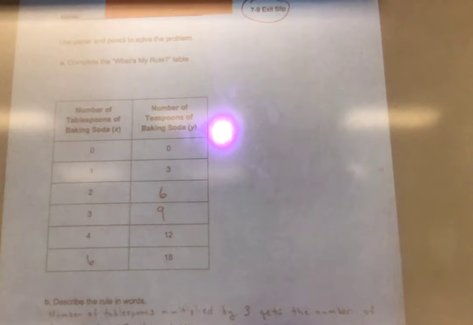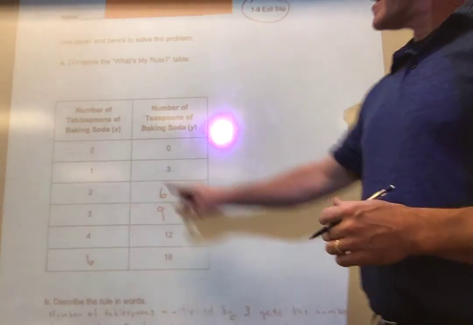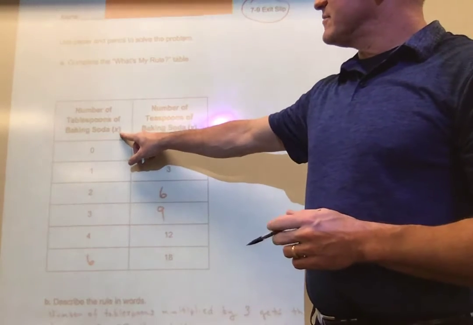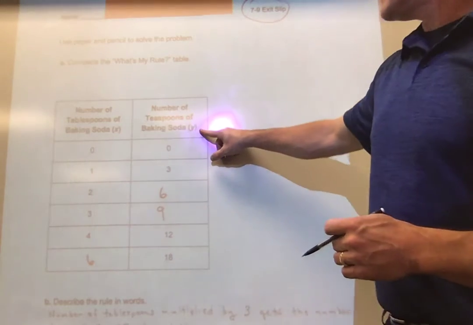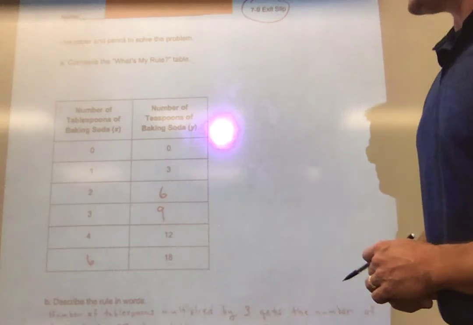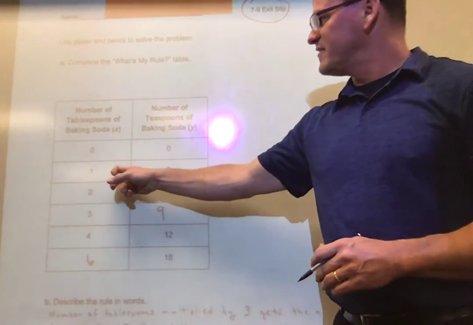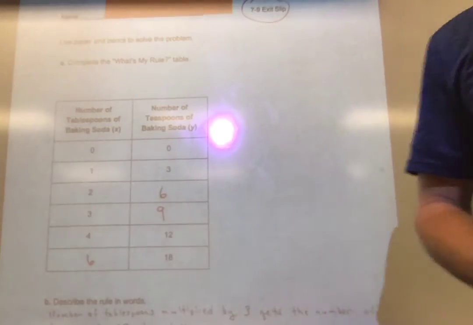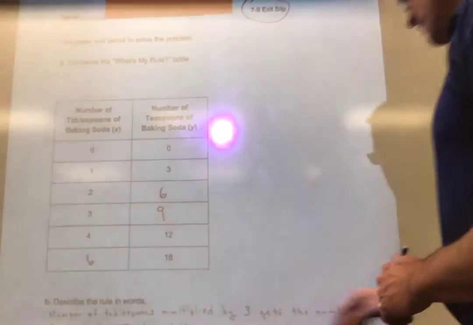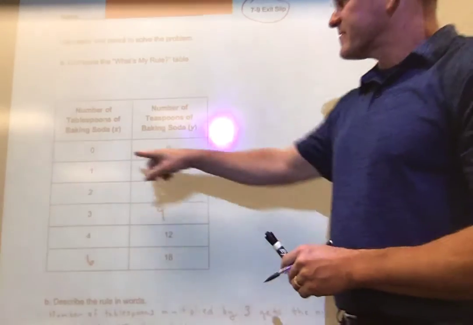All right, guys, on lesson 7-9, we're going to be examining some different situations and analyzing some relationships between independent and dependent variables in some real-world situations here, okay? And in this case, we're going to be studying the number of tablespoons compared to the number of teaspoons of baking soda. Okay, so we've got to find the pattern of how they're related here, okay? And in this case, I see this pattern pretty simply.